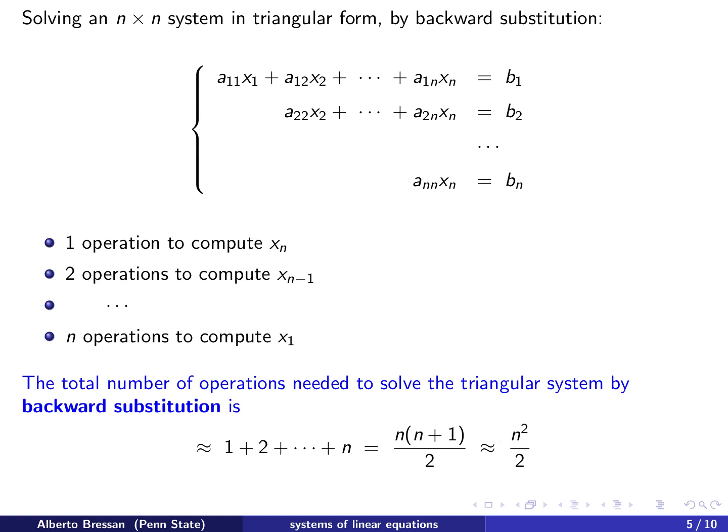So remember, for step 1, the Gaussian elimination, we calculated that the number of operations is approximately some constant times n to the power 3. So if n is a very large number, then n to the power 3 is much, much bigger than n to the power 2. So this step here takes much less time than the first step, the Gaussian elimination.